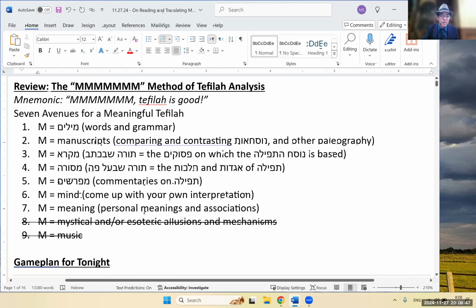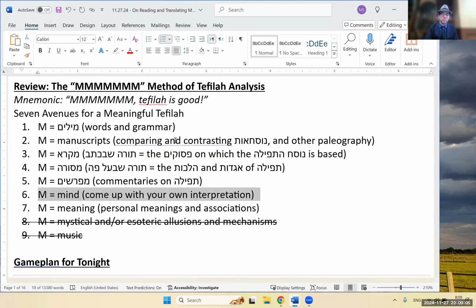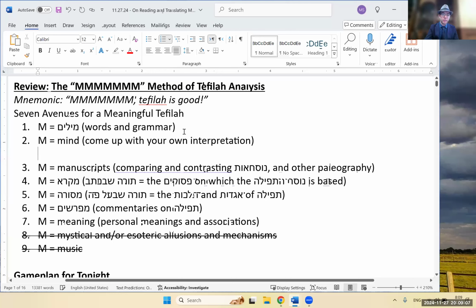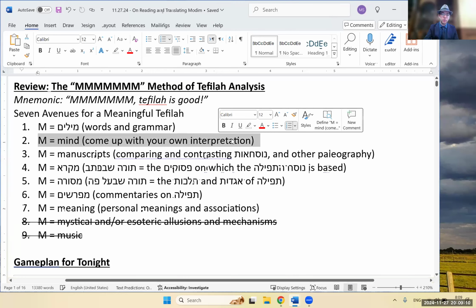The next M is the Mefarshim, commentaries on Tefilah. There are lots of them. Like I said, there are the old school ones who basically are just giving clues, and then there are the ones that spell it out word for word what the meanings are. The sixth one, I think I really should move this up here, because these two I think you can access on your own. The other one is mind, which is what we do every time we learn anything with me, which is analyze it on your own and come up with your own ideas before you start looking into the Mefarshim.